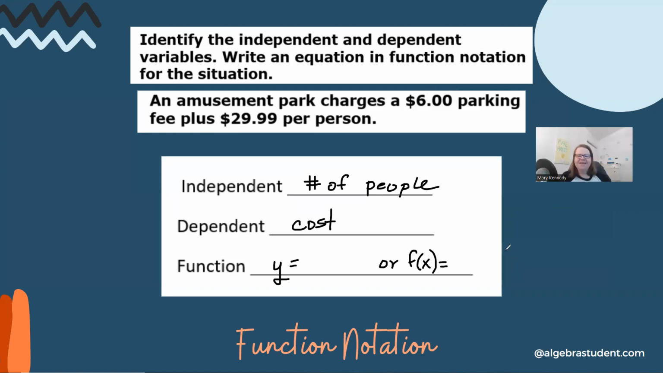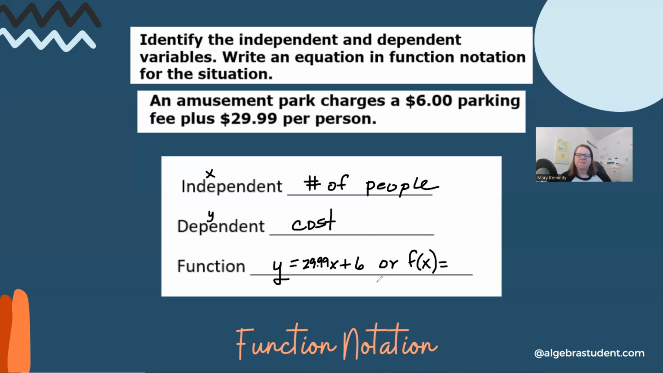All right, so y is equal to $29.99 per person. So $29.99 x, because that's our independent variable. That's the number of people. And y is the cost, right? Plus the $6, right? If we're in our minivan and we've got 7 people in the minivan, it's still $6 to park, right? If it's just you and your best friend, then that's 2 people, right? And it's still $6 to park.